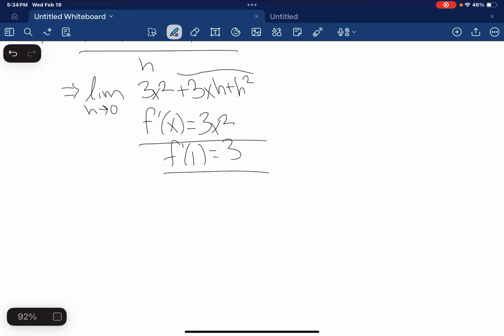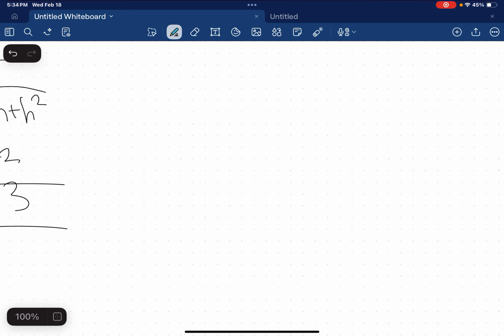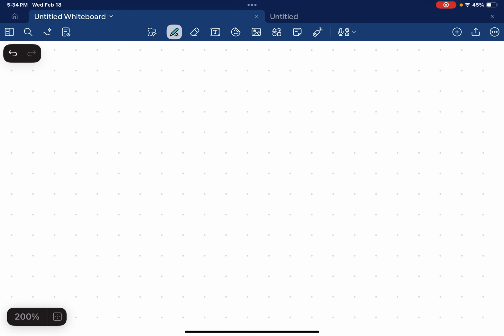On to number 2. I'll just scroll down right here. Number 2 tells us that a particle is moving in a straight line so that its position in meters in relation to its starting point after t seconds is 8 plus 2t squared meters.